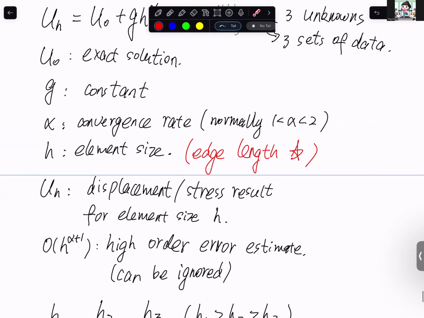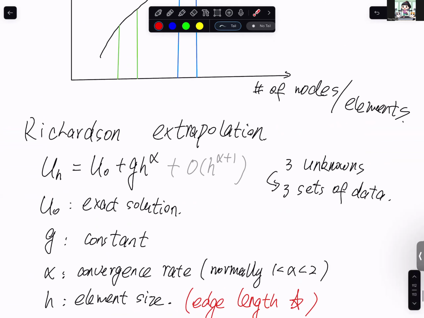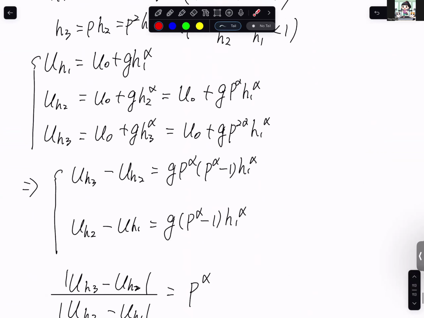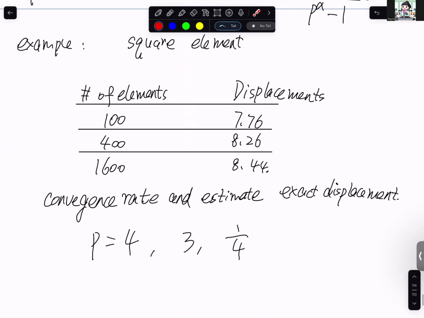Yes, P is the ratio. What is it? Give me a number. 100 to 400 to 1600, but this is the number of elements. P is a ratio of edge length. Do we not have the actual edge length? We just have the number of elements, so do we just leave it as P to the alpha? Fine, do not.